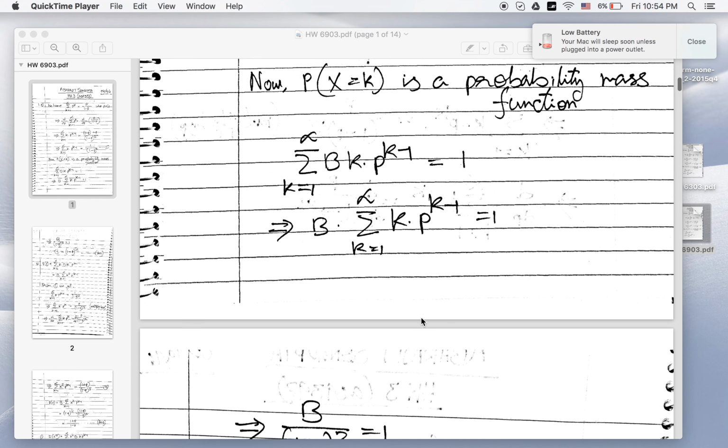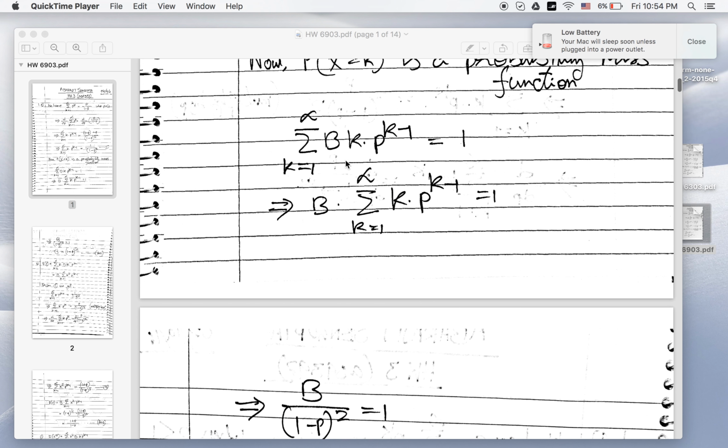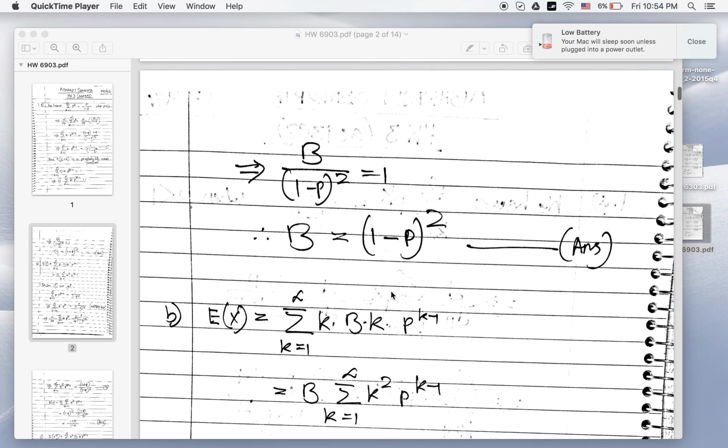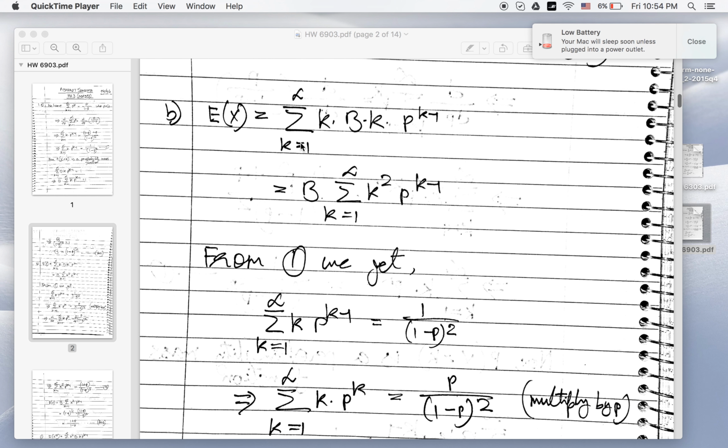So we put this value in this equation and get the value of b equals 1 minus p whole square. Now we calculate the expectation of x. So expectation of x is nothing but summation k into probability of k. So probability of k is the probability mass function, b into k into p to the power k minus 1. So b is a constant, we again take this out. Now the tricky part is to calculate the summation of k square into p to the k minus 1.